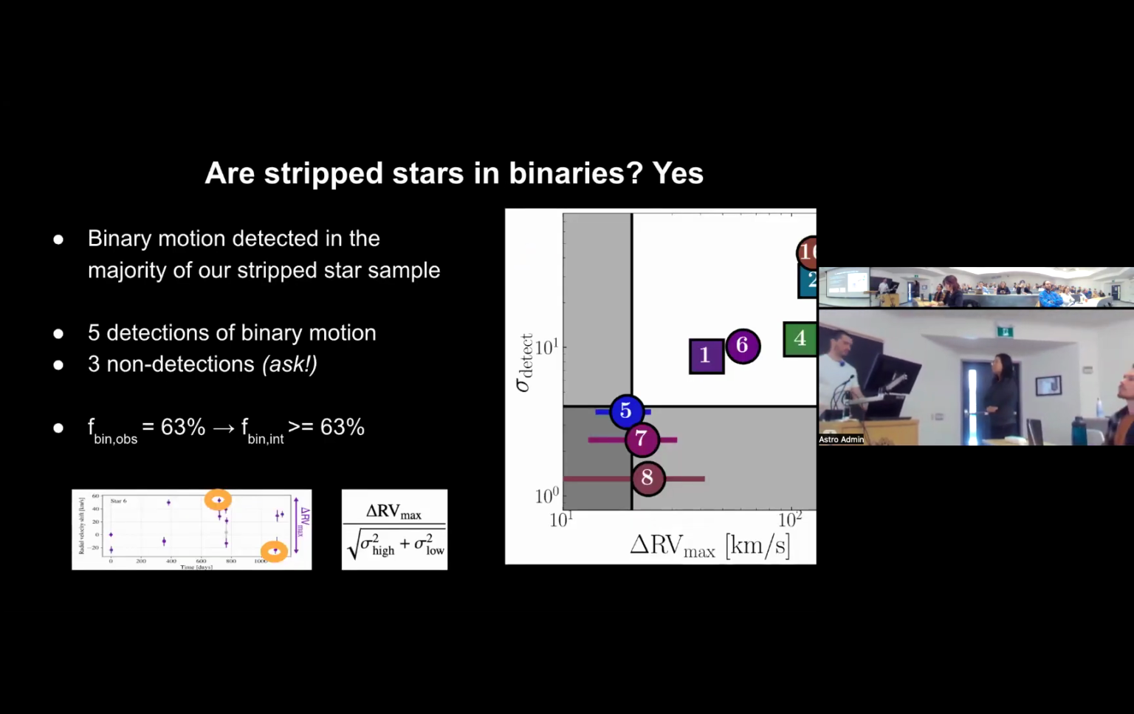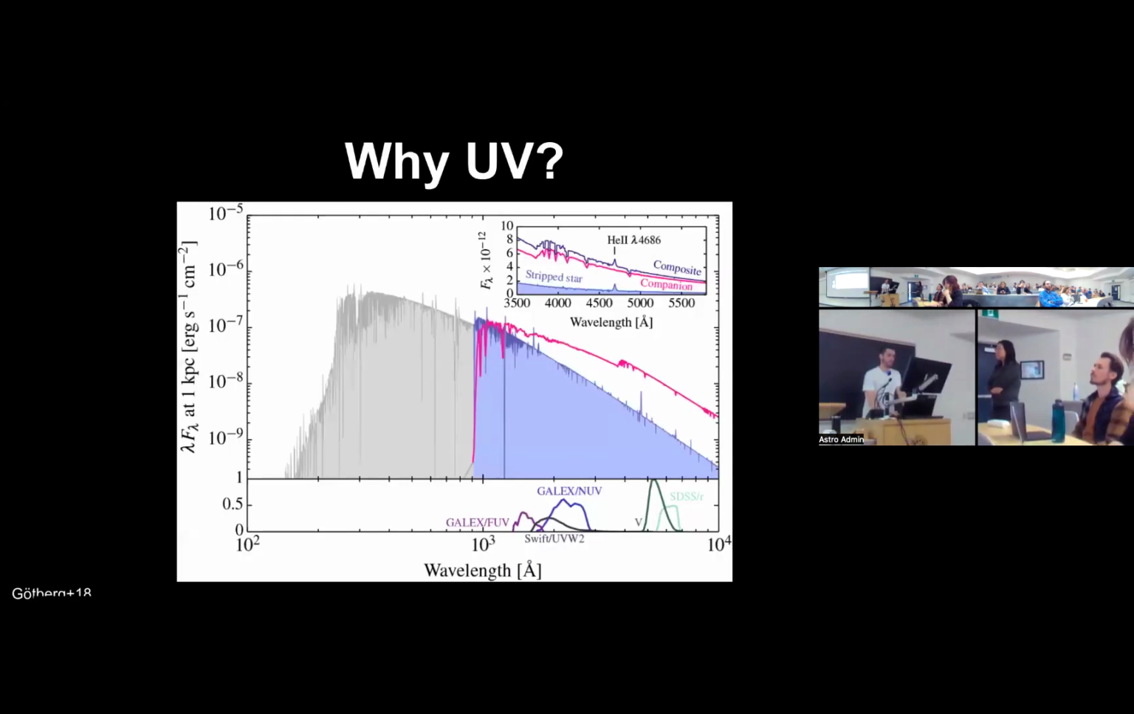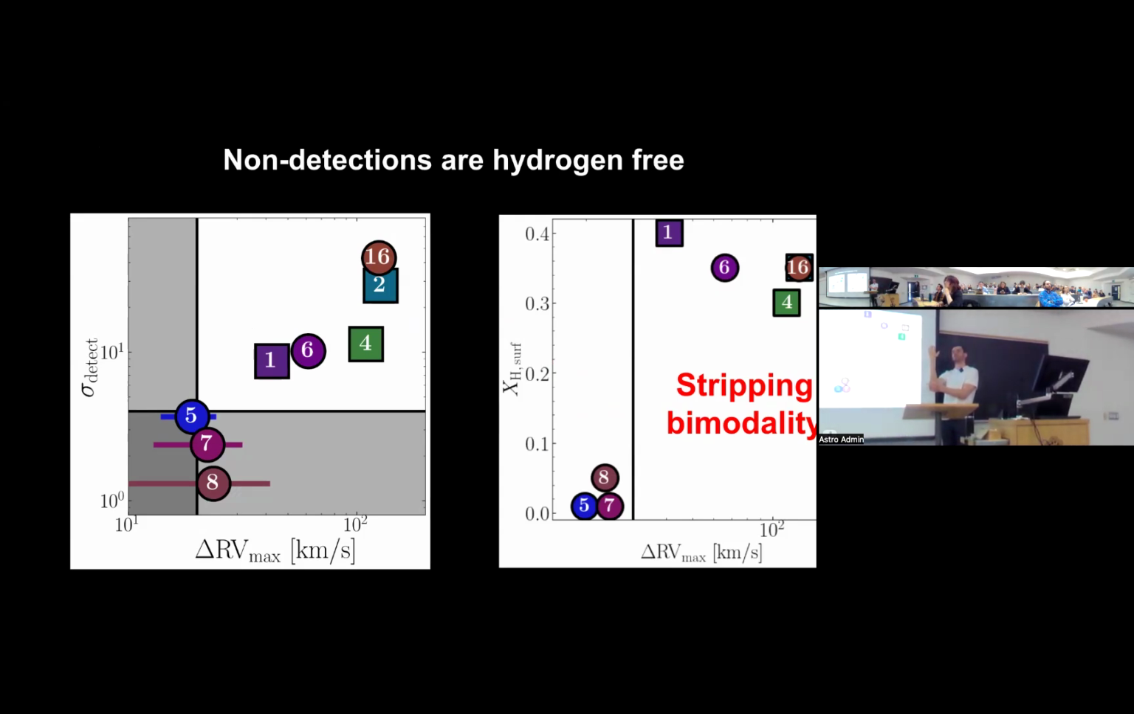Oh, the non-detections, sure. Why might you not detect binary motion? You can have an inclination effect where you're so face on that you don't detect any of the shifts. You can be on a period which is comparable to your observing window, and therefore you wouldn't detect the shifts. Or you could not be in a binary. Those are the options you have.